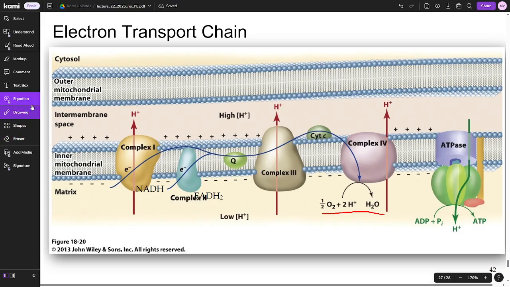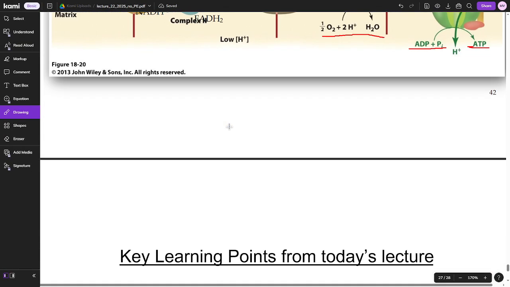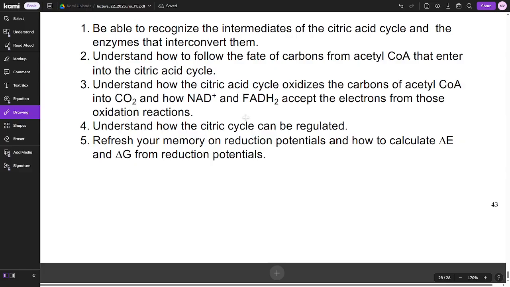And I can't remember the exact number. I think it's 2.5 ATP per NADH and 1.5 ATP per FADH2. But yeah, once those protons are pushed to this side over here, they fall through ATP synthase, and ATP synthase is able to turn ADP and Pi into ATP. So hopefully that makes sense. It's a bit of a broad overview of how this works. But yeah, hopefully that makes sense.